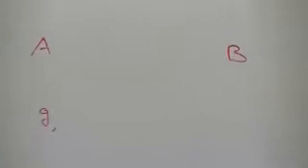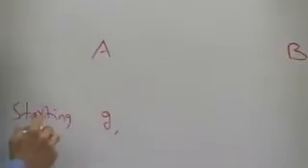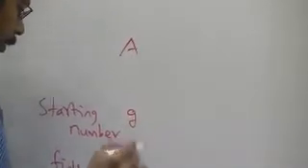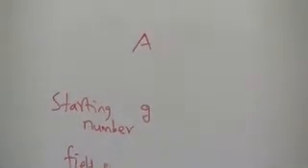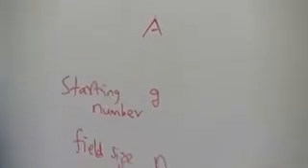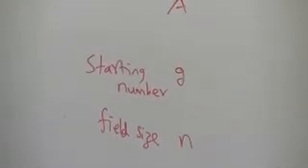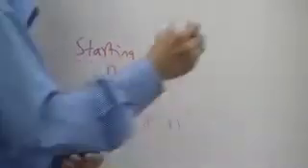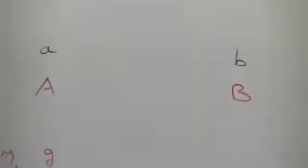So they know what is called a field size n and a starting value or number g, starting number g and a field size n. Okay, so the assumption is both sides know these two values. Okay, and Alice generates a kind of random number A, and Bob generates a random number B.